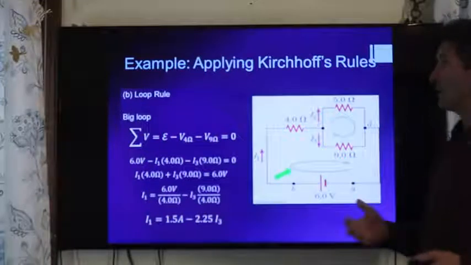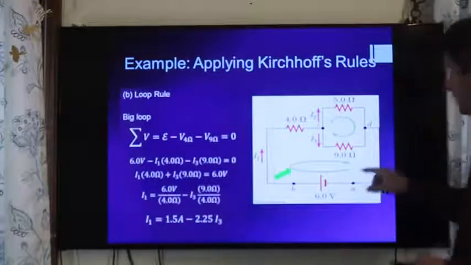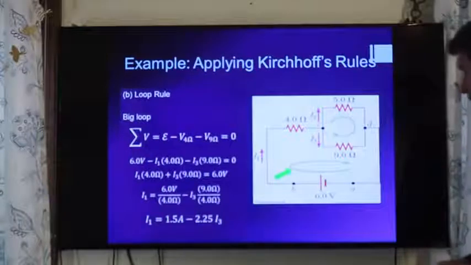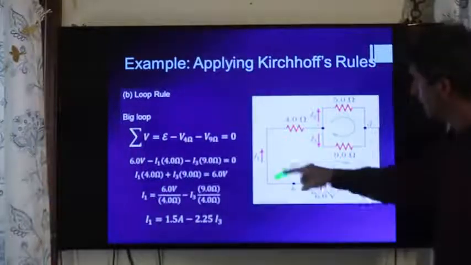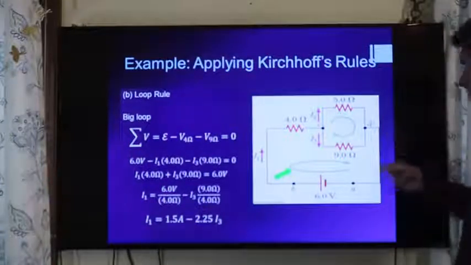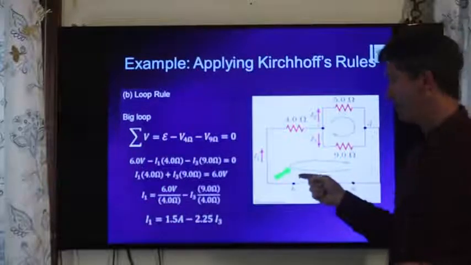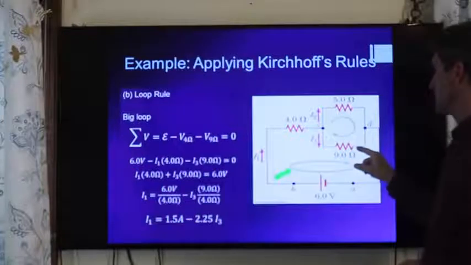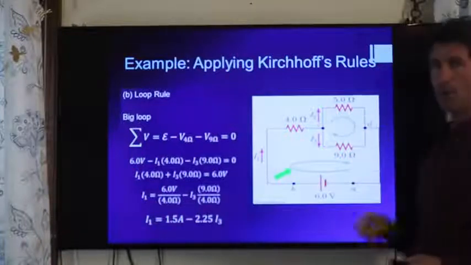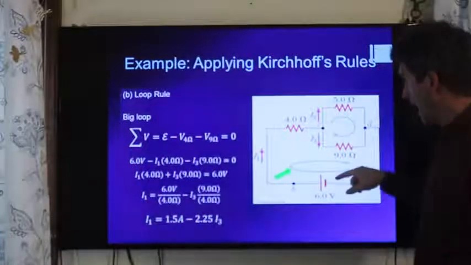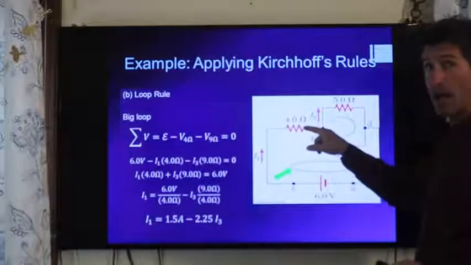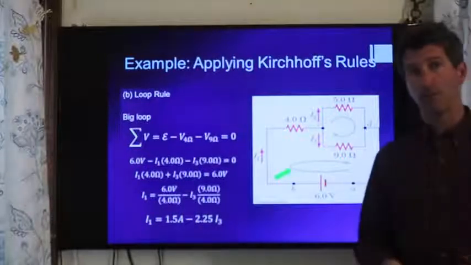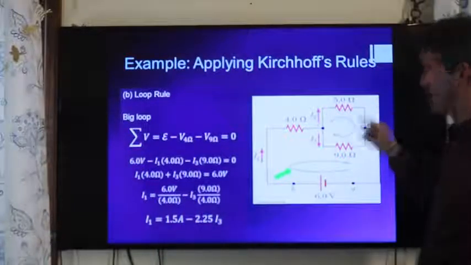Okay, now let's do the big loop. We're going to do this loop going all the way through these two resistors. Okay, we're going counterclockwise, so we're going to go through this EMF first, pass through the 4 ohm resistor, pass through the 9 ohm resistor, and avoid the 5 ohm resistor. As it goes through the 4 ohm resistor, it's still I1. As it goes through the 9 ohm resistor, the current becomes I3 because I2 is branched off where our loop doesn't go.